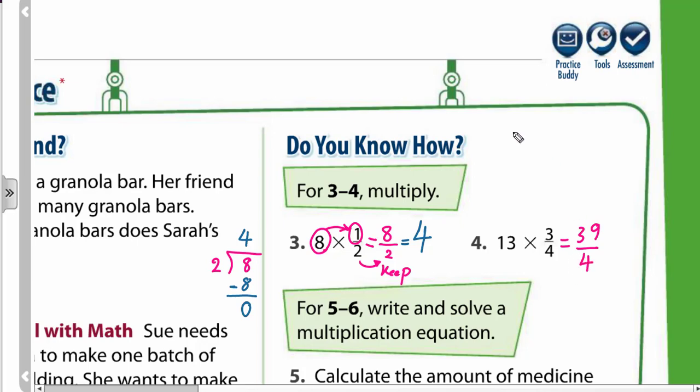So we need to write it as a mixed number. Let's do the division. Okay, 39 divided by 4. 4 times what number gives less than 39? We need less than 39.